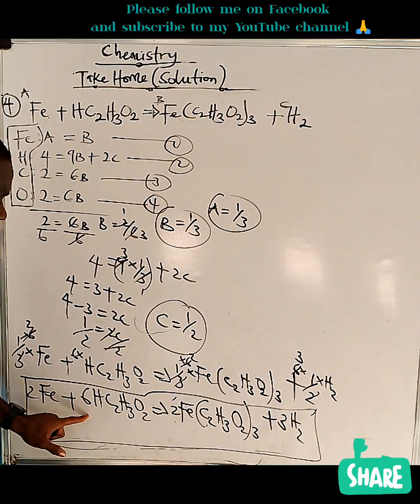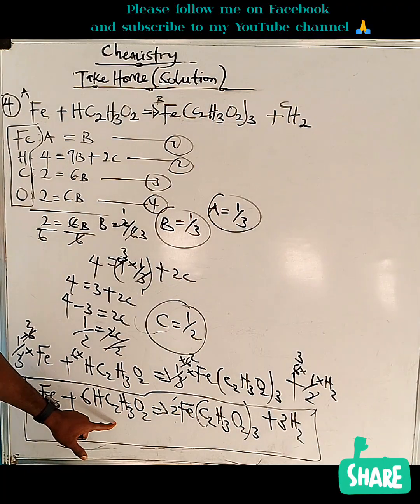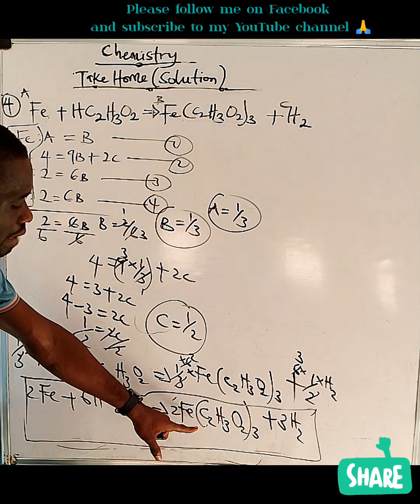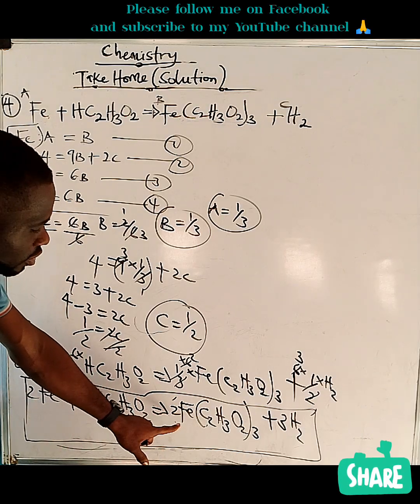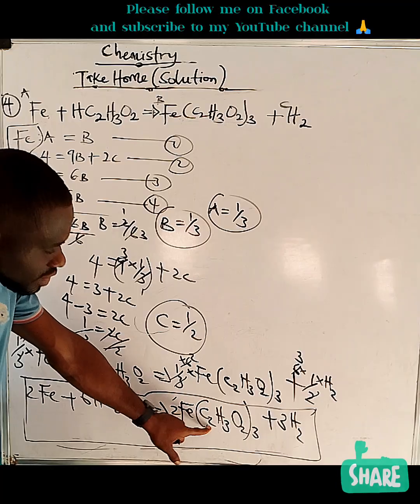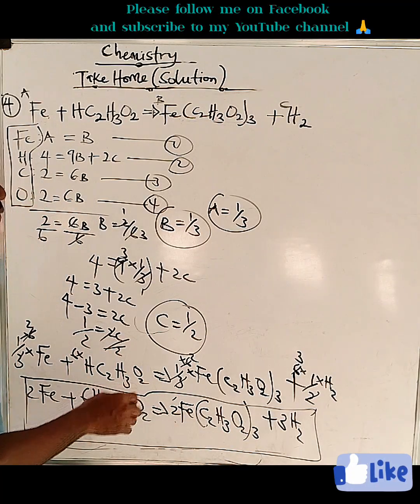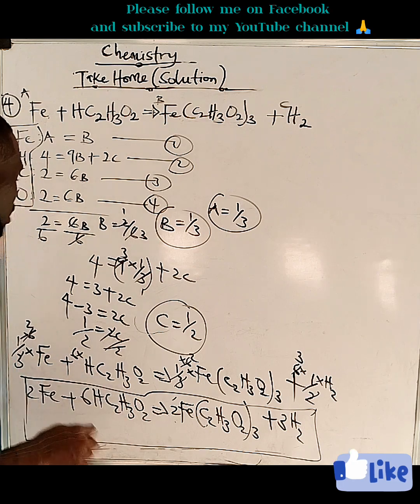So the carbon is 12 atoms. As you can see, 12 atoms of carbon on the reactant end. Now let's see how many atoms of carbon we have on the product end. For the product, we have 2 times 2, 4. That's 4 times 3, 12. We have 12 atoms also of carbon on the product end. It means the carbon is balanced.